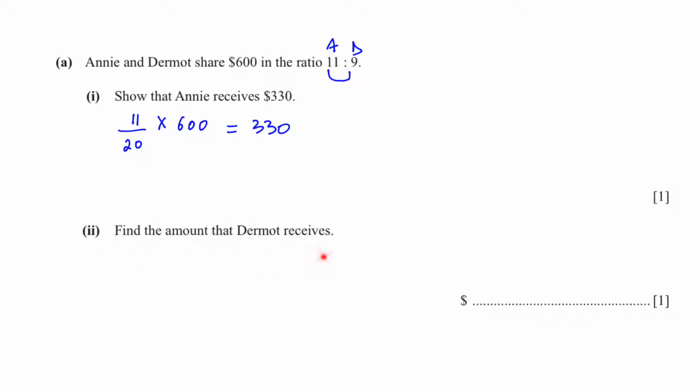Find the amount that Dermot receives. You can either subtract 330 from 600 and you will get the answer, or you can do 9/20 multiplied by 600. $270.